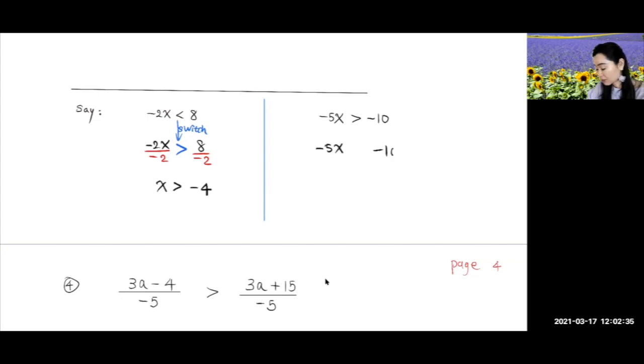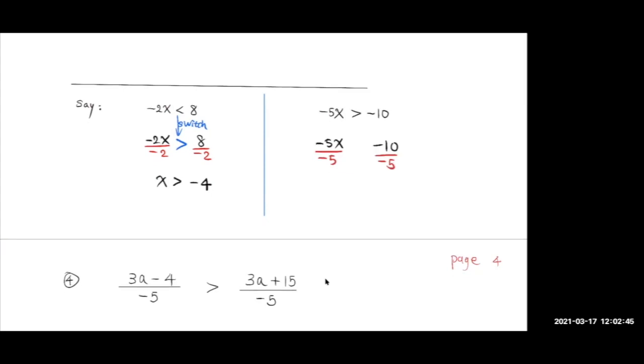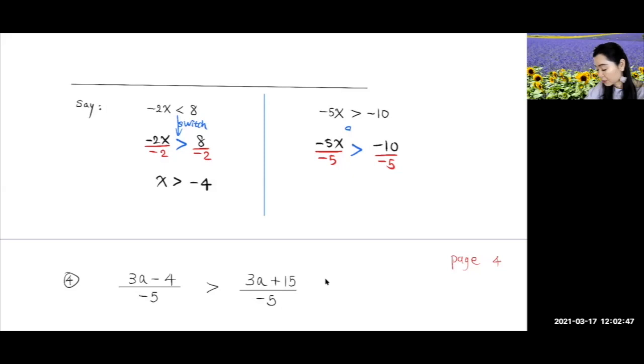Now what about this one? You divide both sides by negative 5. Do you switch the inequality sign here? Yes, you do. You switch over here because you're dividing by the same negative quantity on both sides. So x is less than 2.